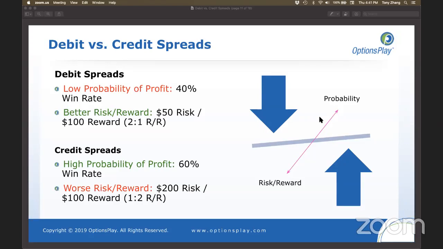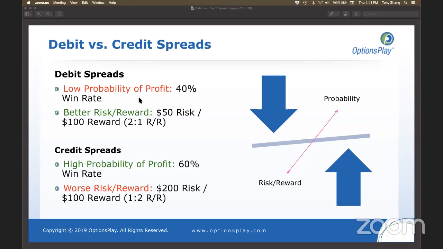And debit and credit spreads sit at opposite ends, as you can imagine, because it's really the difference between buying a call versus selling a call, or buying a put and selling a put. So debit spreads typically have low probabilities of profit. Many times you'll see probability of profits in the 30 to 40% range, but what they have is very good risk to reward. You're risking roughly $50 to try to make $100.